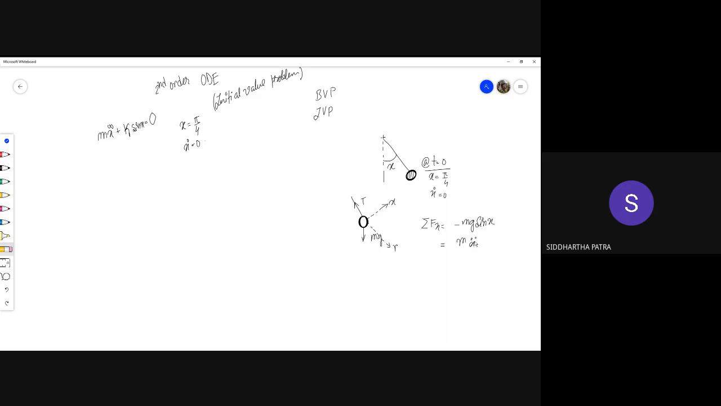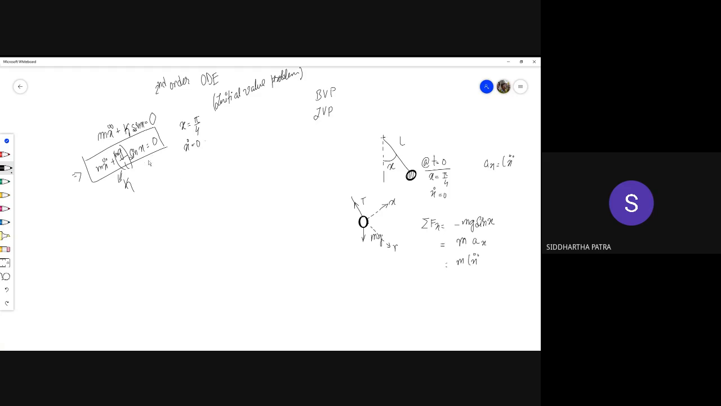That should be m times a, the acceleration in the x direction, and that is going to be L times x double dot. So finally, when you write this equation of motion, it becomes x double dot plus g by L sine of x equals 0. Of course you can cancel the m's from both the terms. This is the actual equation of motion of a simple pendulum.